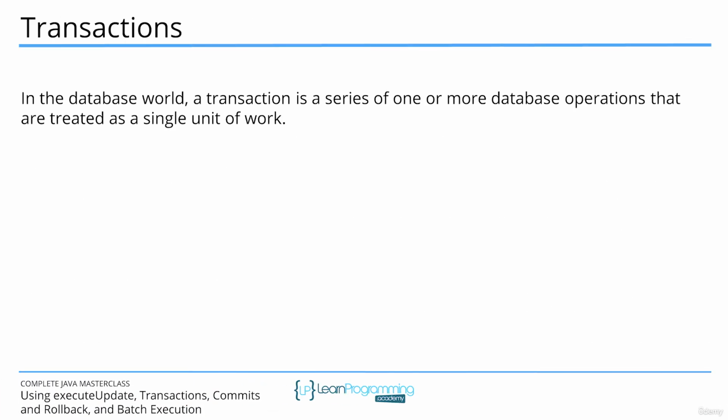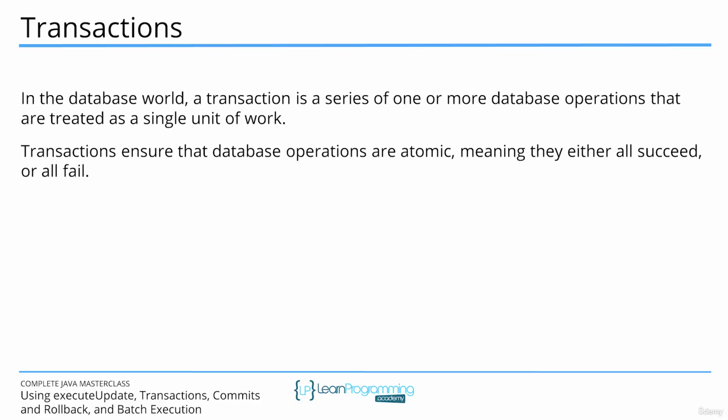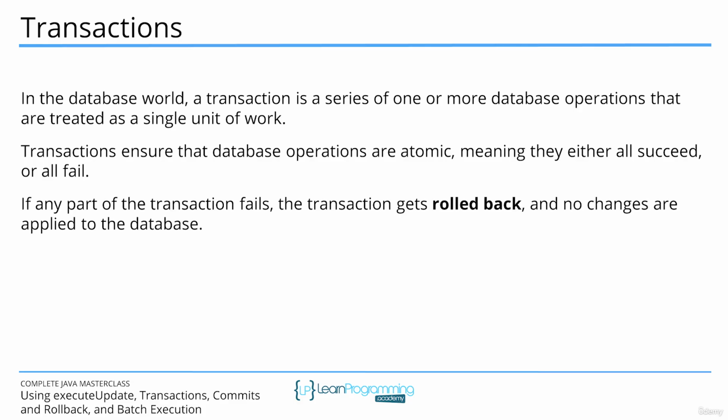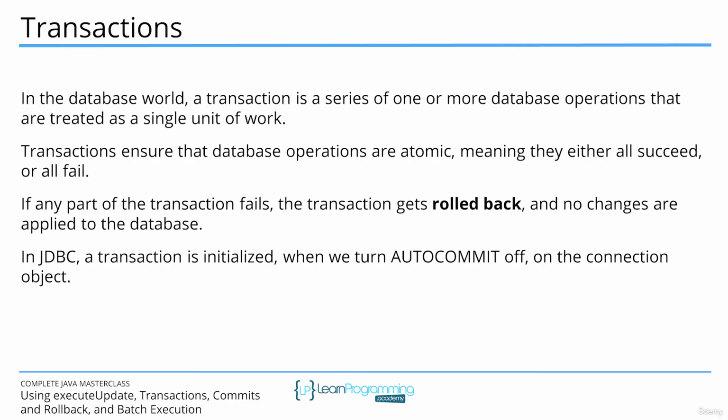In the database world, a transaction is a series of one or more database operations such as inserts, updates, or deletes that are treated as a single unit of work. Transactions ensure that database operations are atomic, meaning they either all succeed or all fail. If any part of the transaction fails, the transaction gets rolled back and no changes are applied to the database. In JDBC, a transaction is initialized when we turn auto-commit off on the connection object. Let's look at this in some code.